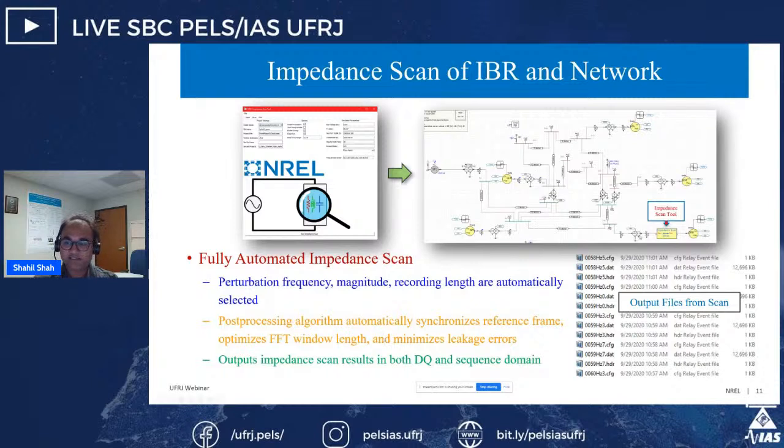So this tool will automatically do the post-processing and synchronize the reference frame. It will optimize the window for FFT analysis, minimize leakage errors, and give you a more accurate impedance scan. So that is the trick: how do you get impedance scans which are accurate? And it outputs impedance both in the DQ and the sequence domain.